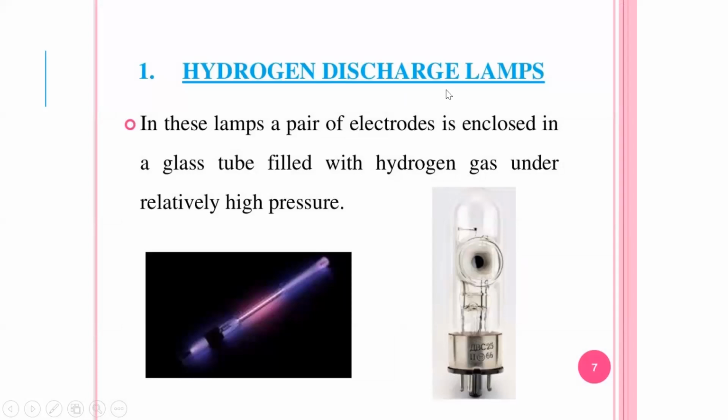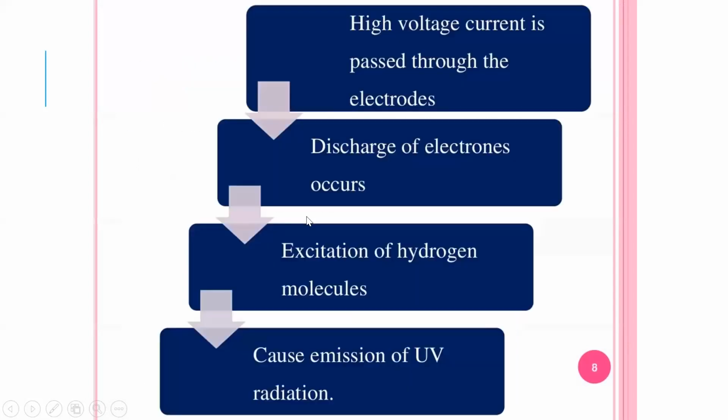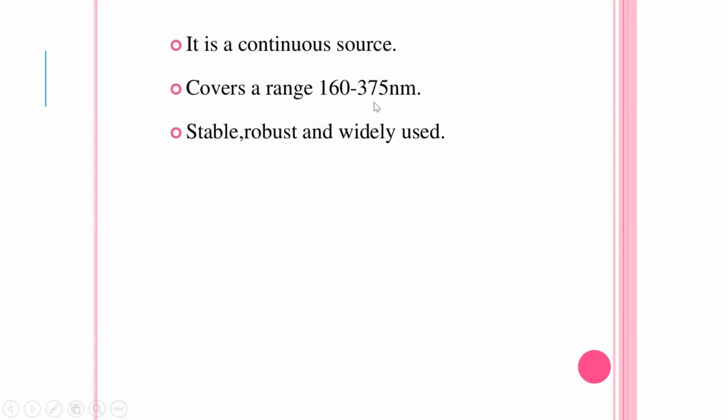First is the hydrogen discharge lamp. The hydrogen discharge lamp contains a pair of electrodes and it is filled with hydrogen gas under relatively high pressure. The working principle is that when current is passed through the electrodes, electrons are produced. These electrons cause excitation of the hydrogen molecules. The excited molecules of hydrogen cause emission of UV light. So it covers the range of 160 to 375 nanometers. Stable, robust and widely used source, the hydrogen lamp.